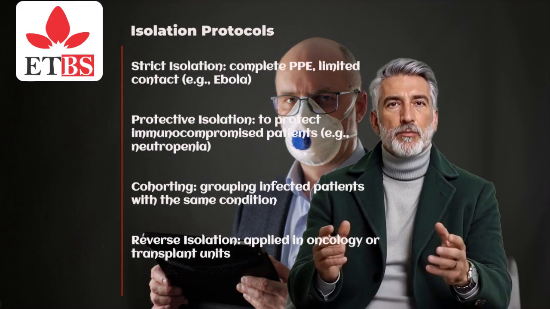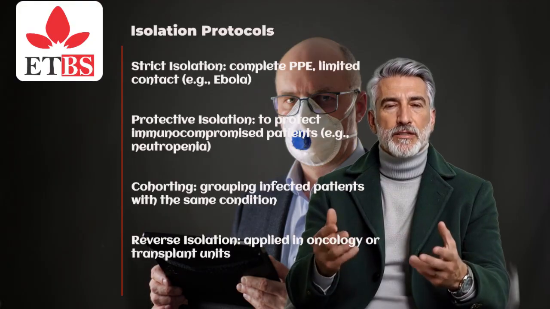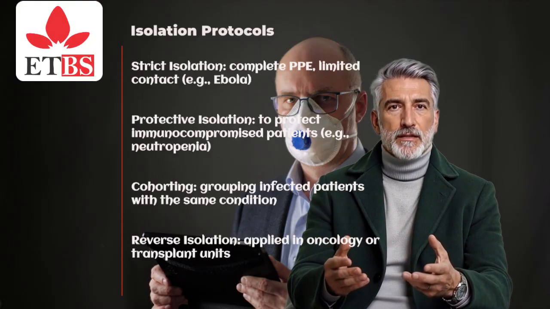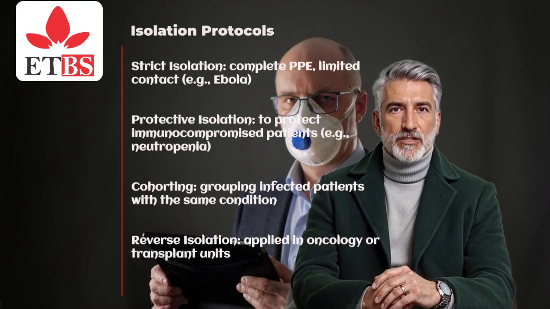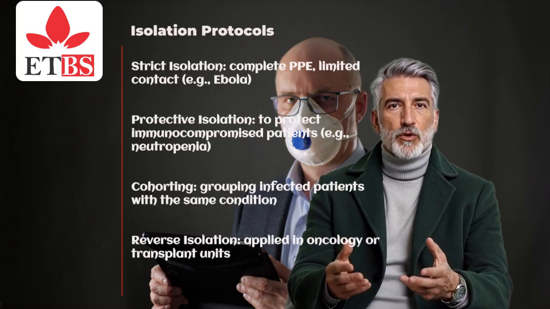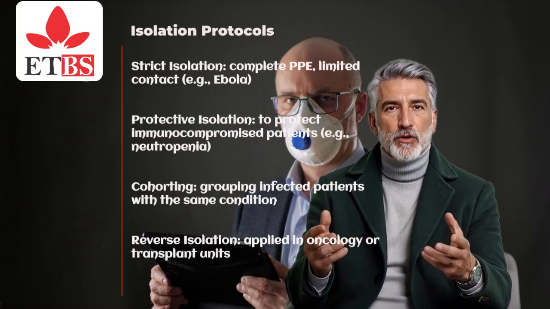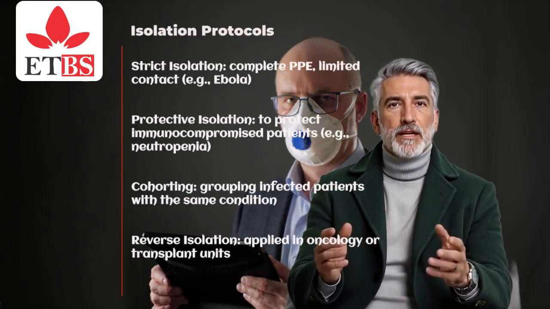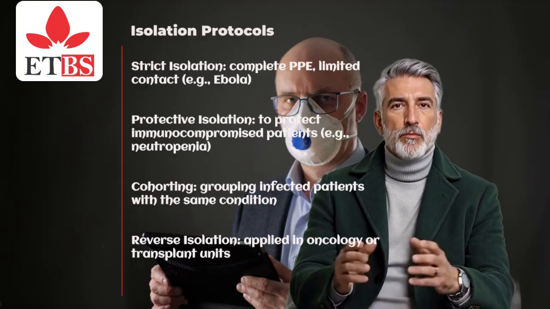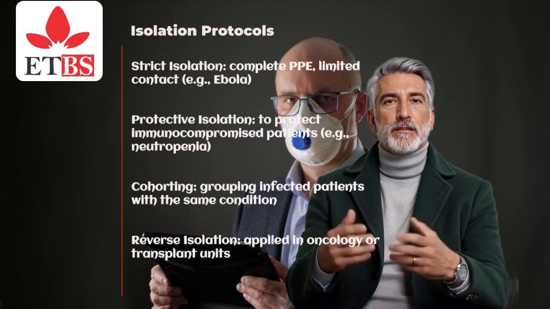4. Isolation protocols. A. Types of isolation: strict isolation, complete PPE, limited contact, e.g., Ebola. Protective isolation, to protect immunocompromised patients, e.g., neutropenia. Cohorting, grouping infected patients with the same condition. Reverse isolation, applied in oncology or transplant units.